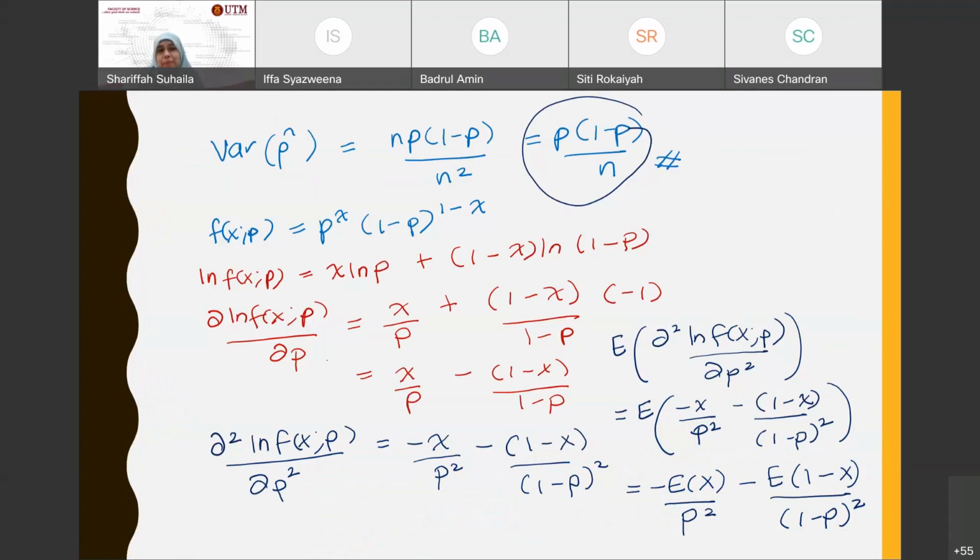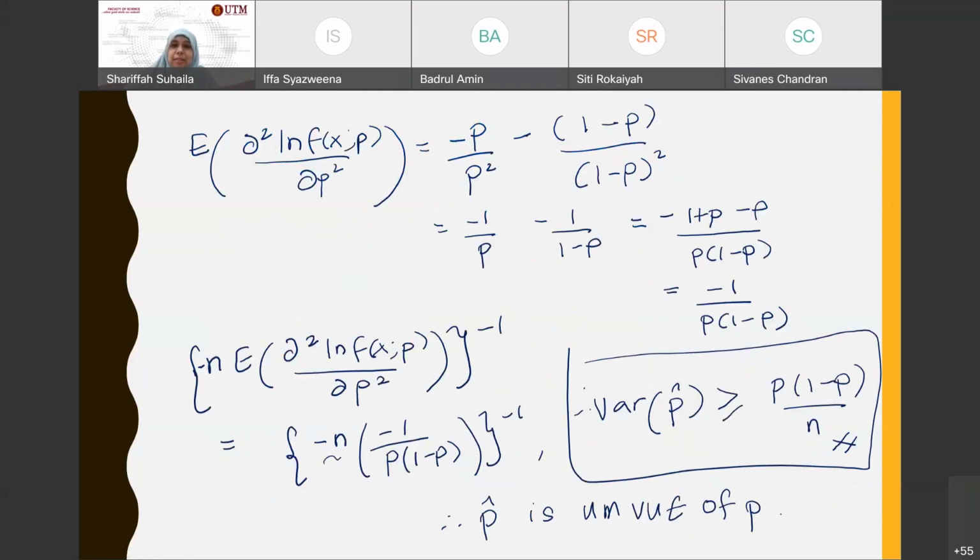So second step, kita gunakan Cramer-Rao. Okay. So ambil just ln f(x; p). Okay, x ln p plus (1 minus x) ln (1 minus p). And then differentiate with respect to p. Okay. So kat sini saya differentiate again for the second time. Okay, differentiate again. And then I take the expected value. Baru dapatkan expected value ya. So since again lah EX dia p saja. Okay, sebab x is Bernoulli. Okay, and then you get lah expected value 1 minus x.